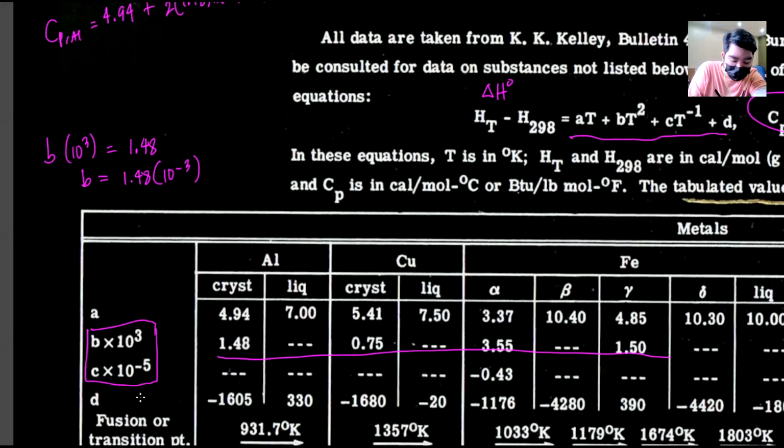Pero, again, similar to what we did, kung C times 10 to the negative 5, therefore, if you take, for example, itong C of alpha ion, C times 10 to the negative 5 is equal to negative 0.43. Therefore, ang C niya should be equal to negative 0.43 times 10 to the 5. Tama?